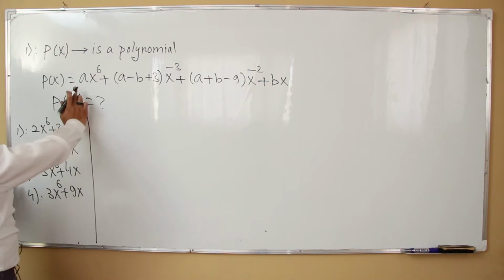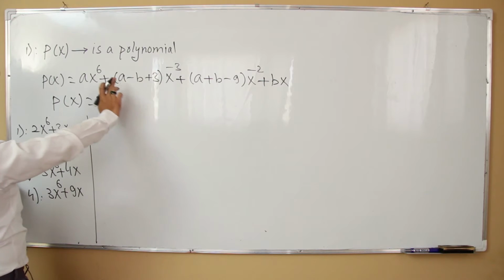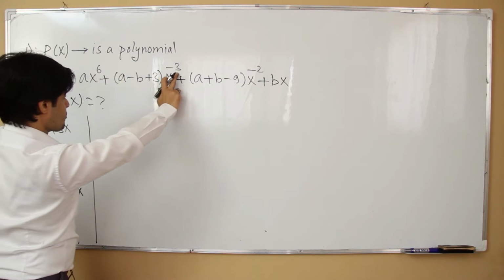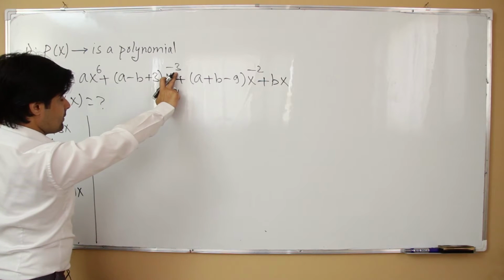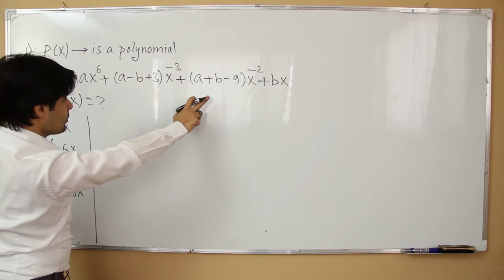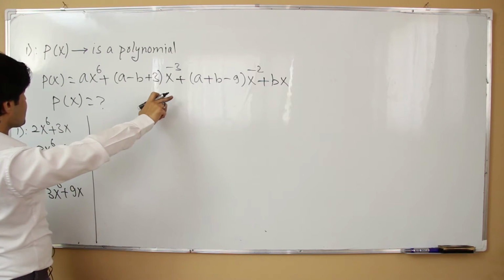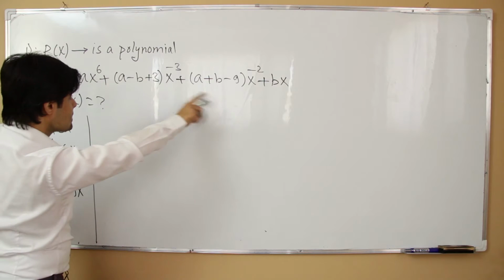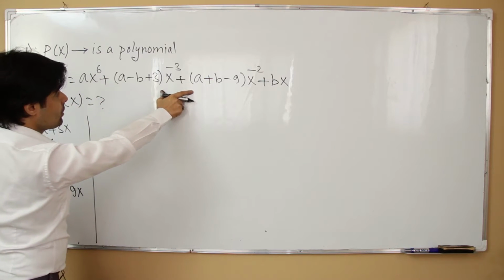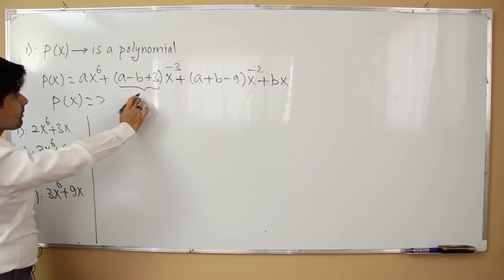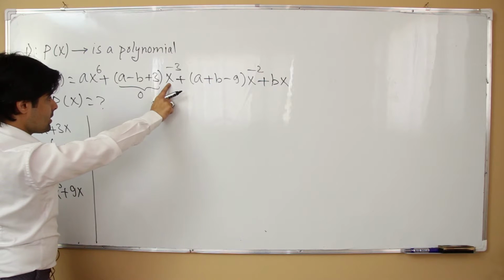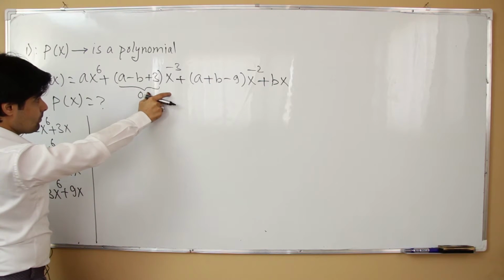Here, if this is a polynomial, check the power. Is this a natural number? Yes. Is this a natural number? No. So if this is not a natural number, it means this is not a polynomial. But in the question, it is given that this is a polynomial, so this coefficient must be 0. Why? Because 0 times x to the power minus 3 becomes 0.